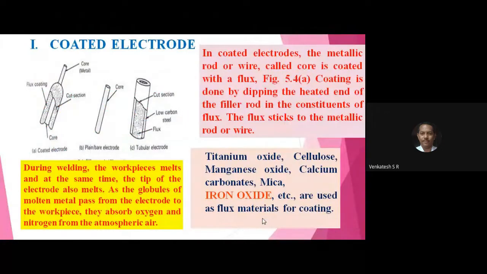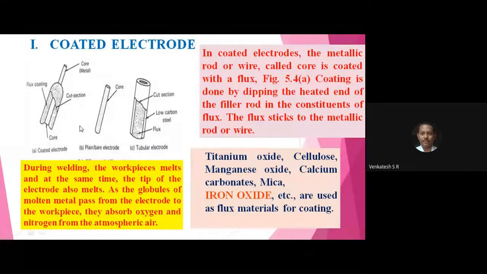Last class, we discussed three types of electrodes. One is a coated electrode, the other one is a plain or bare electrode, and the third one is a tubular electrode. In the coated electrode, at the center you have a mild steel rod, or sometimes a rod made of the same type of base metal, whether it is stainless steel. For that, they use a rod of stainless steel only. Suppose you are using alloy steel or low carbon steel, low carbon steel electrodes are available on which you have a coating of the flux.